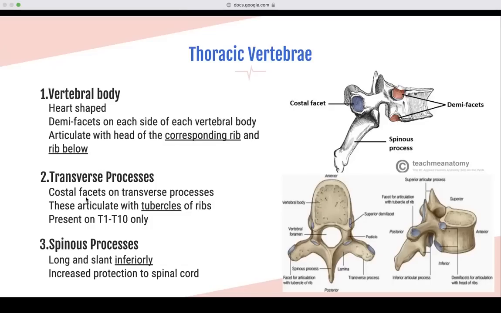The transverse processes, you have costal facets on transverse processes, which are here. This is the costal facet, and it articulates with tubercles of the ribs, which I showed you, the tubercle, which is the part here between the neck and the body. And this is present, as I mentioned, in only T1 to T10, because T11 and 12 do not have these tubercles. Finally, the spinous process, the special thing in thoracic vertebrae is that it's downward, okay? It's long and it slants inferiorly, which is actually protective for the spinal cord.